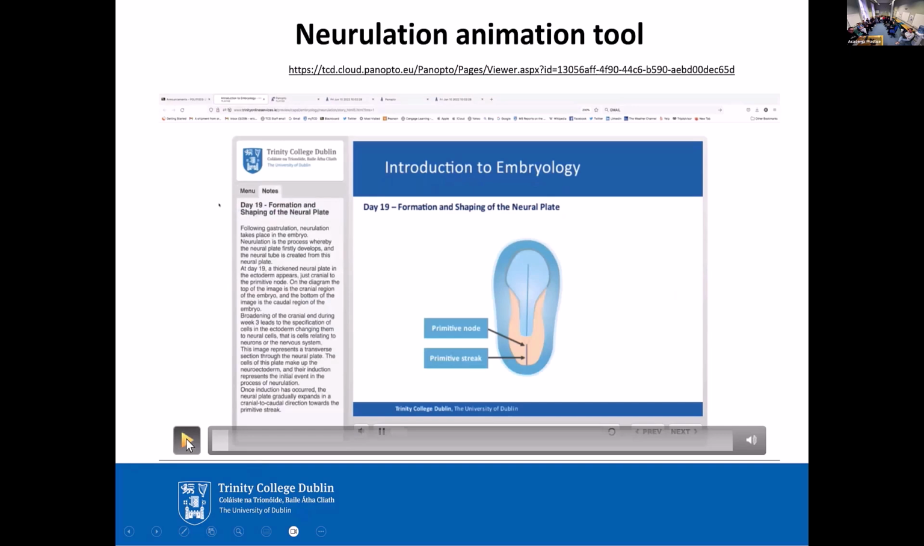So you can see I had my script down the side that the students could read also, so they had a visual and an auditory component.